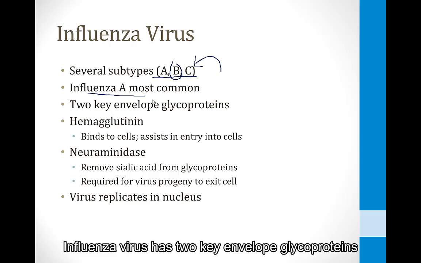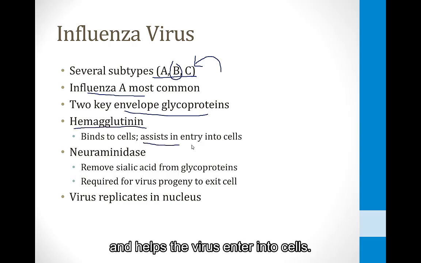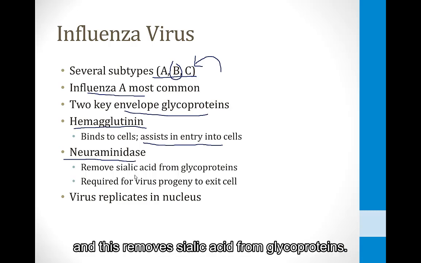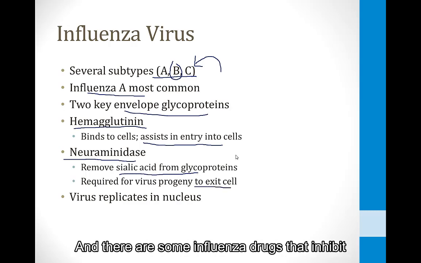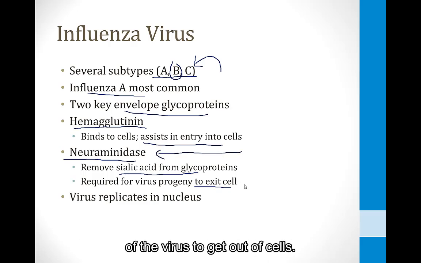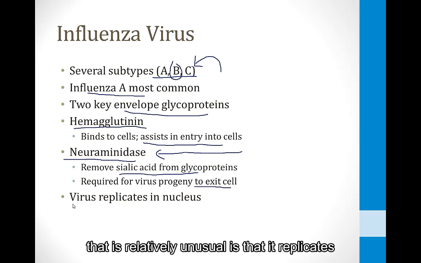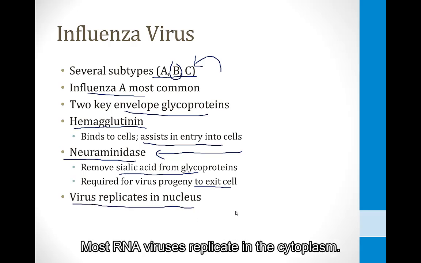Influenza virus has two key envelope glycoproteins that you need to know about. The first one is called hemagglutinin, and this glycoprotein binds to cells and helps the virus enter into cells. The second influenza glycoprotein is called neuraminidase, and this removes sialic acid from glycoproteins, and this is an essential step for the virus to be able to exit the cells. And there are some influenza drugs that inhibit the neuraminidase enzyme, and this blocks the ability of the virus to get out of cells. And one important thing to remember about influenza that is relatively unusual is that it replicates in the nucleus, not in the cytoplasm. Most RNA viruses replicate in the cytoplasm.